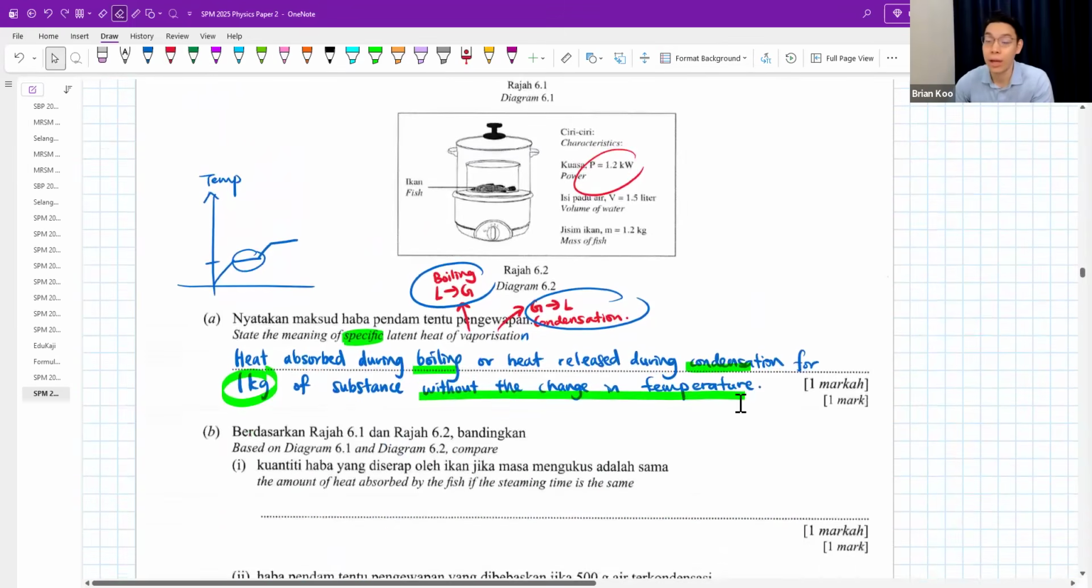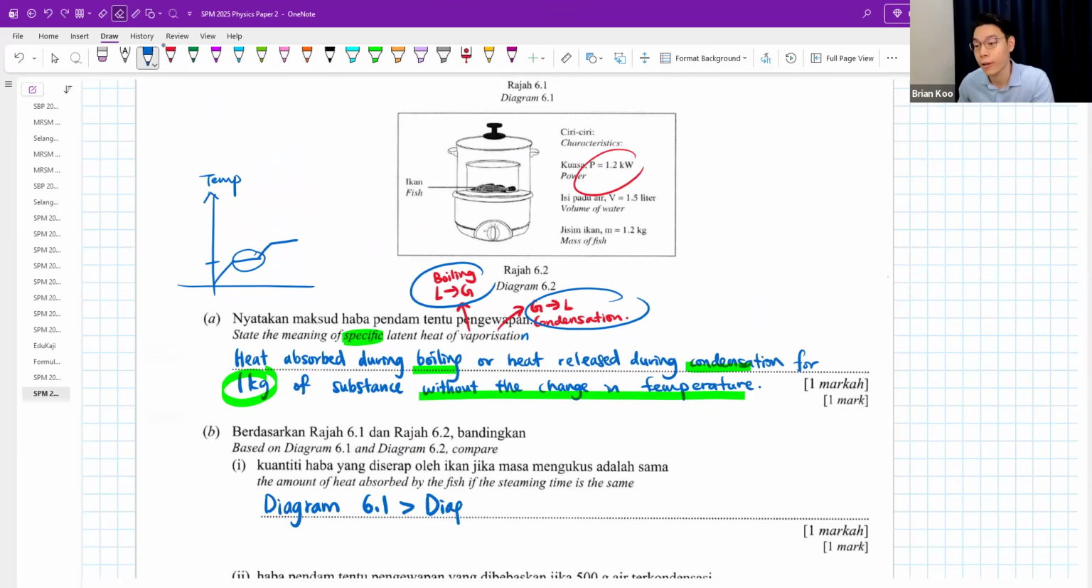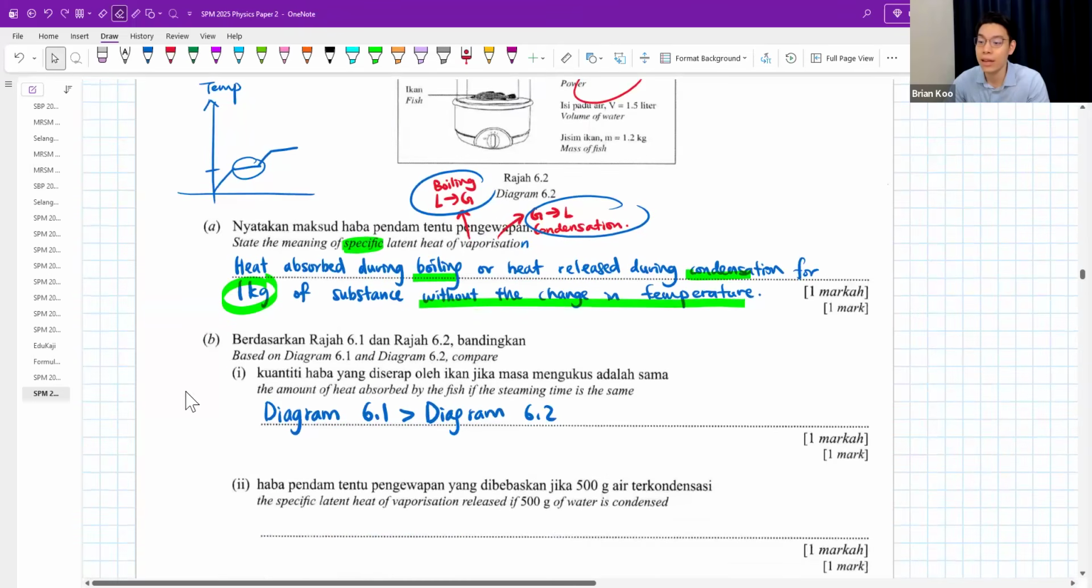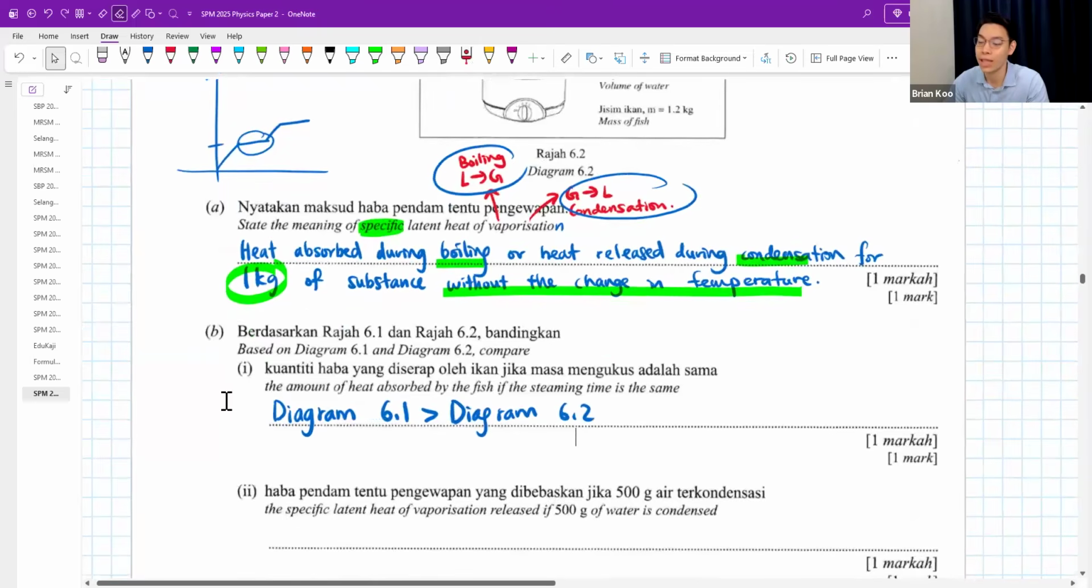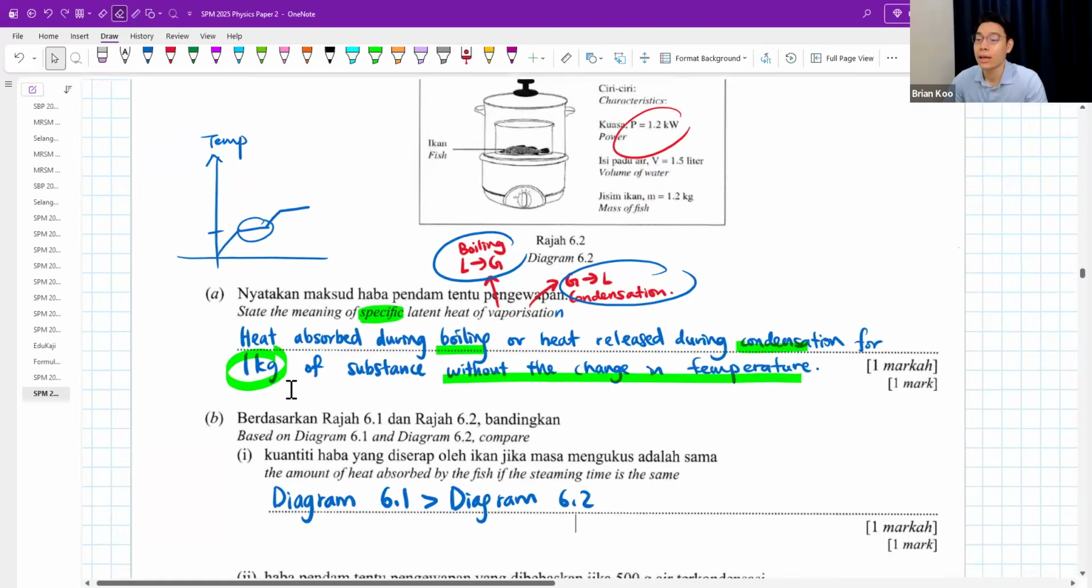Therefore, diagram 6.1 is higher than 6.2. Or 6.2 lower than 6.1 also can. Don't worry, if you don't want the symbol, you just write is greater than is fine. Yeah. Okay. Then part 2, the specific latent heat of vaporization released if 500 gram of water is condensed, based on diagram 1 and diagram 2.